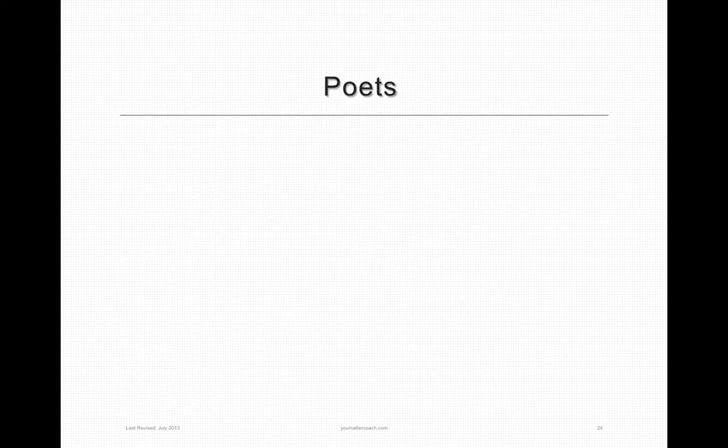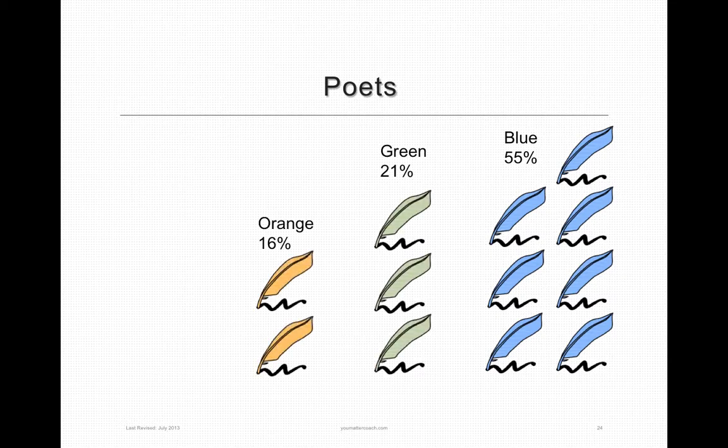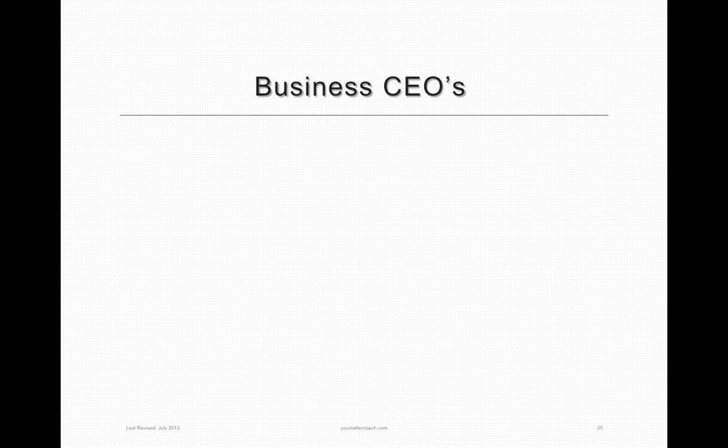Poets, what do you think? 55% is blue. Next is green, which I found actually very interesting and surprising, all the way down to gold. Now, this might be interesting to you since we're in a business course. Business CEOs, what do you think? What color are they?